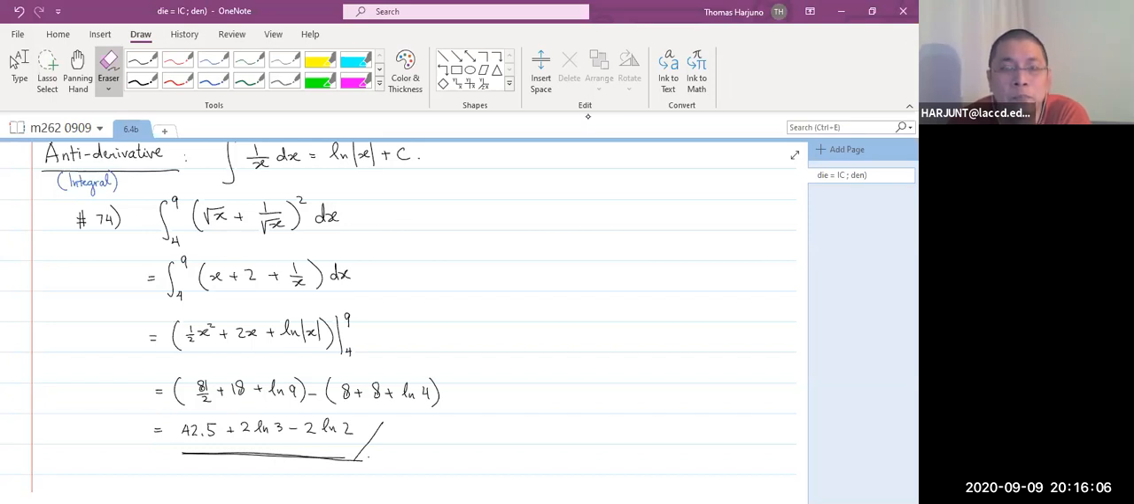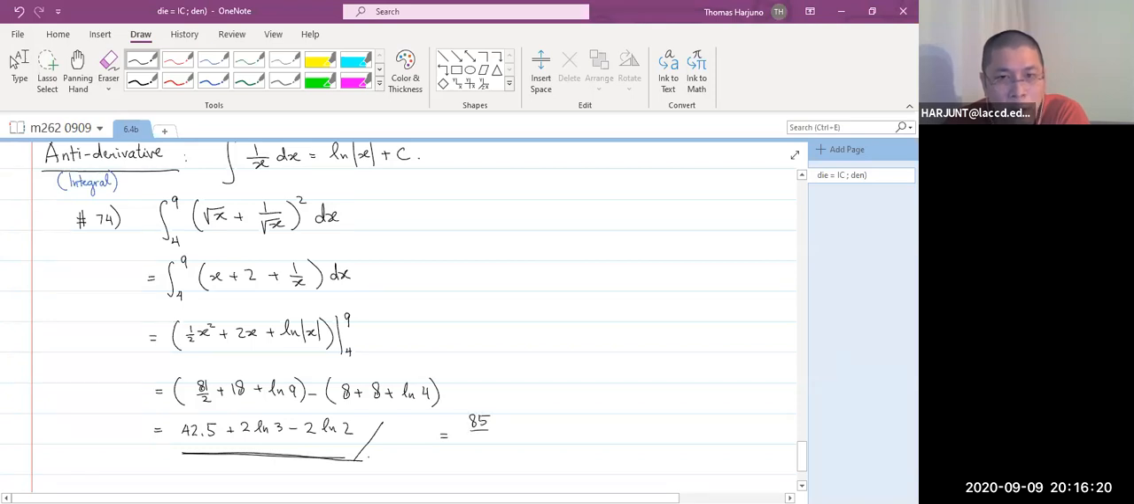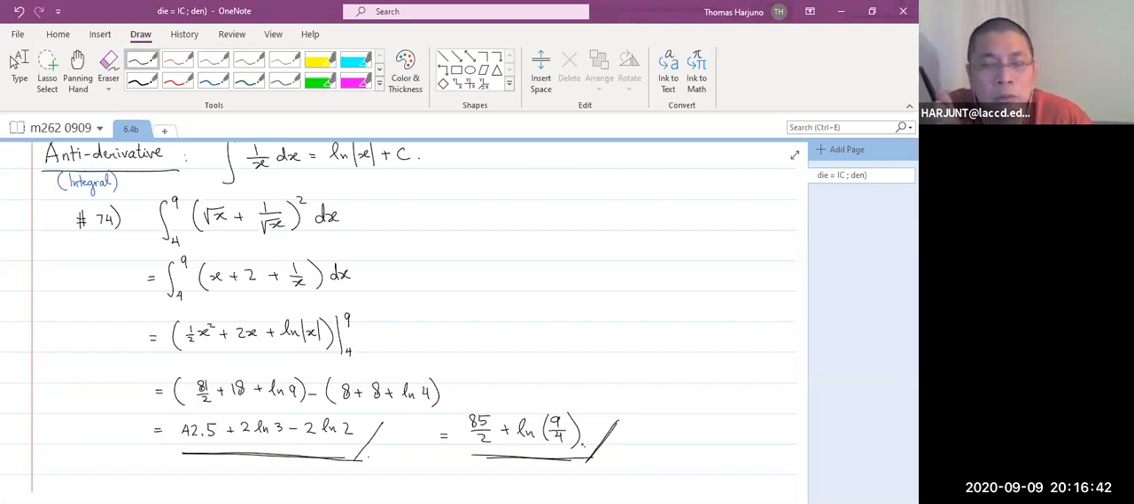That's also okay. You can also write it as 85 over 2 plus ln 9 over 4. That's also okay. But don't get to decimal right away. Don't get to the decimal with approximation in which you need to do truncation. Every time I ask you to find, even if I ask you to give me the approximate answer, I want you to give me the exact solution first.